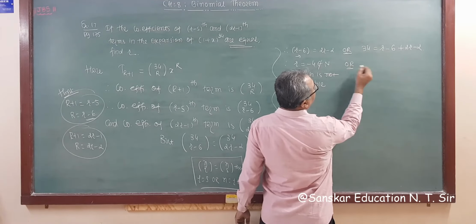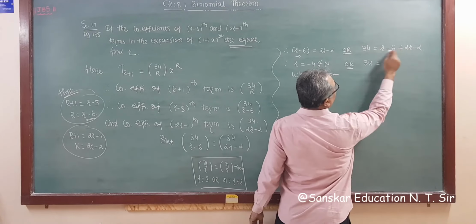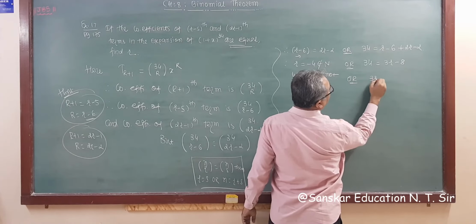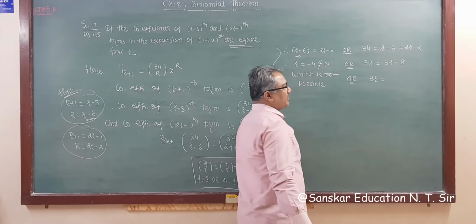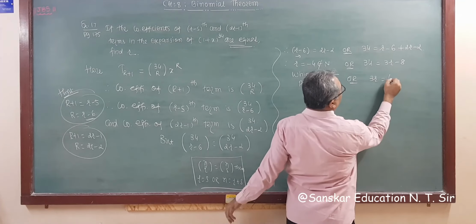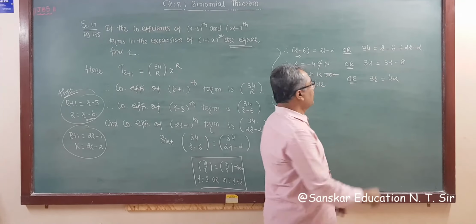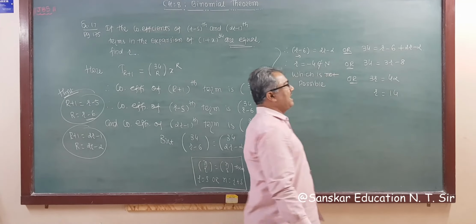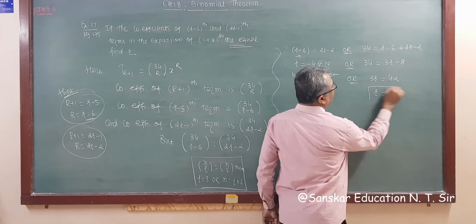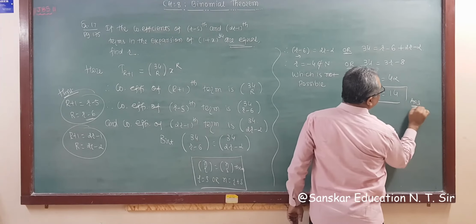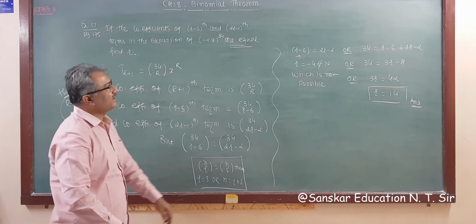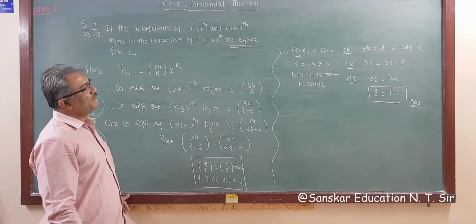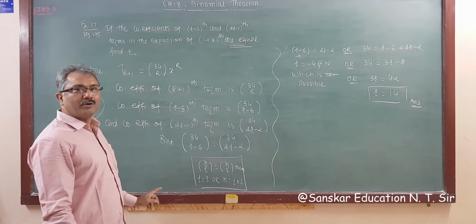Or here, 34 is equal to 3R minus 8. So what we get? 3R is equal to 34 plus 8, which is 42, right? So R is equal to 14. So the possible value of R is 14. That is your answer. Got it? Any problem? No problem? Okay.